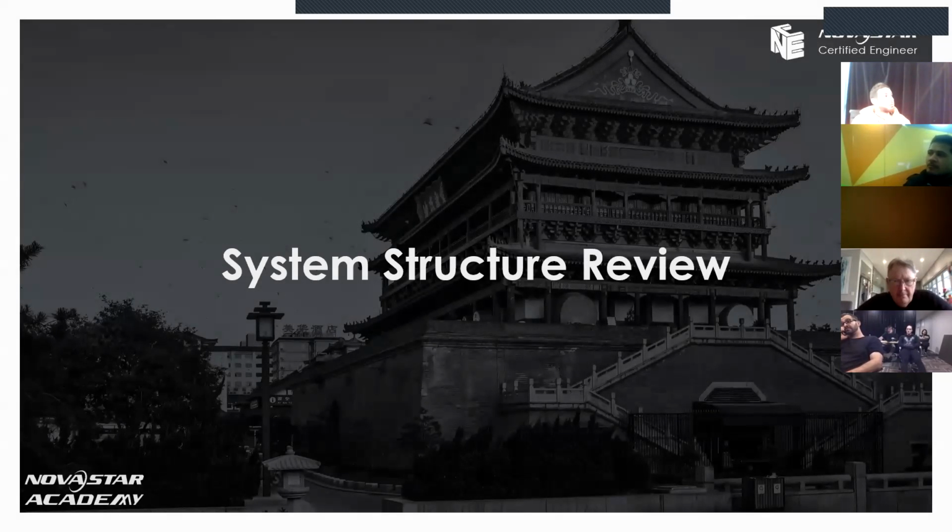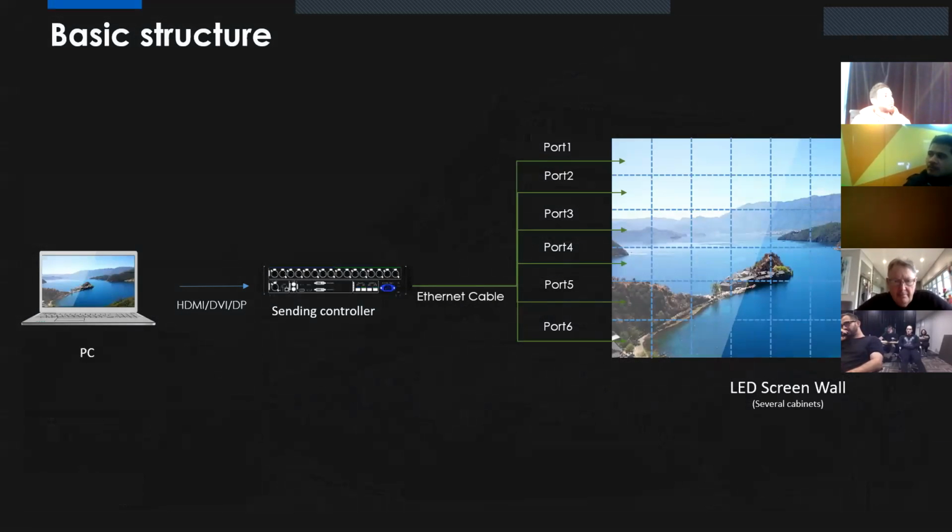Let's say system structure review. Yes, we talked about this before, the basic structures. I think you still remember that. The PC gives the HDMI or DVI or DP signal to the sending controller, and the sending controller uses the Ethernet ports to the LED wall. This is the structure. Please remember that. This part should have one more USB cable or Ethernet cable to control that one. Okay.